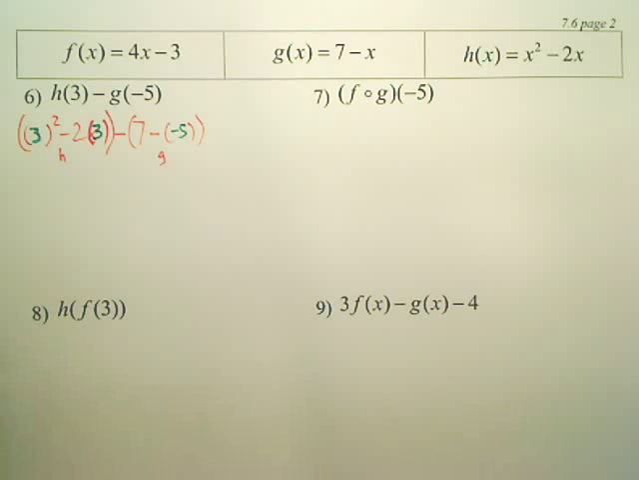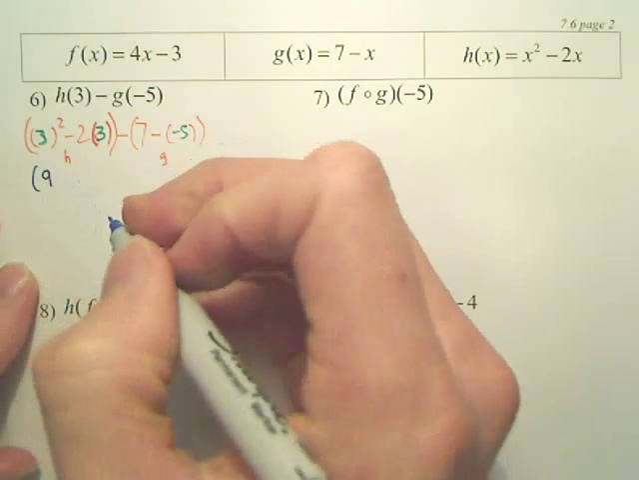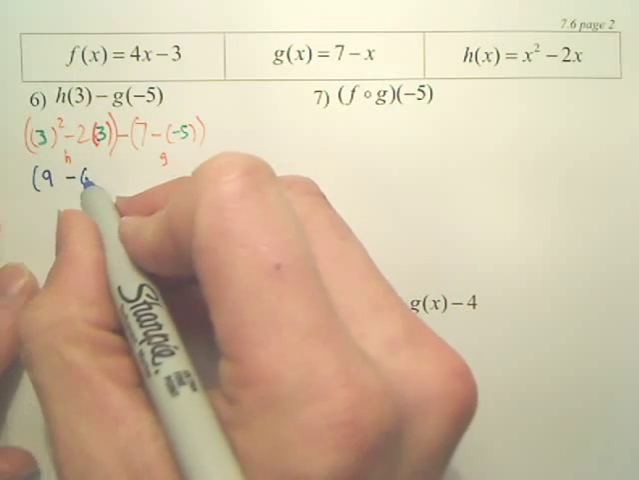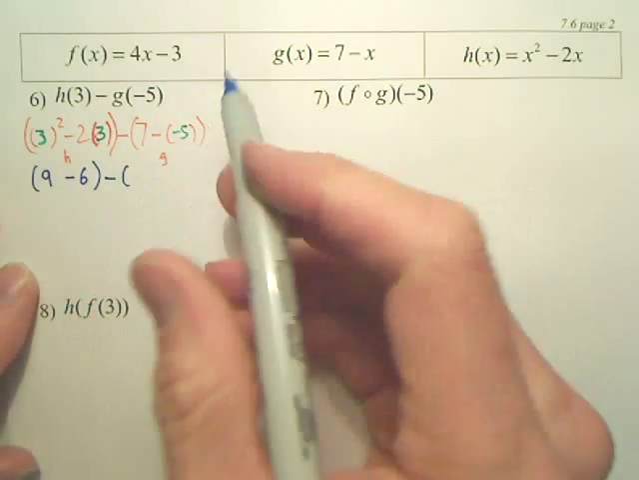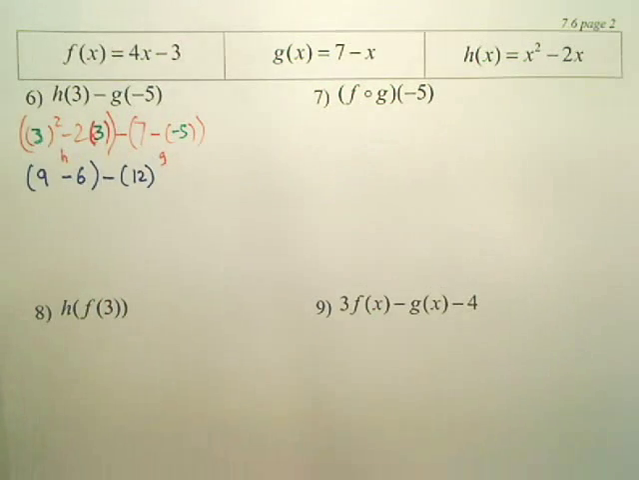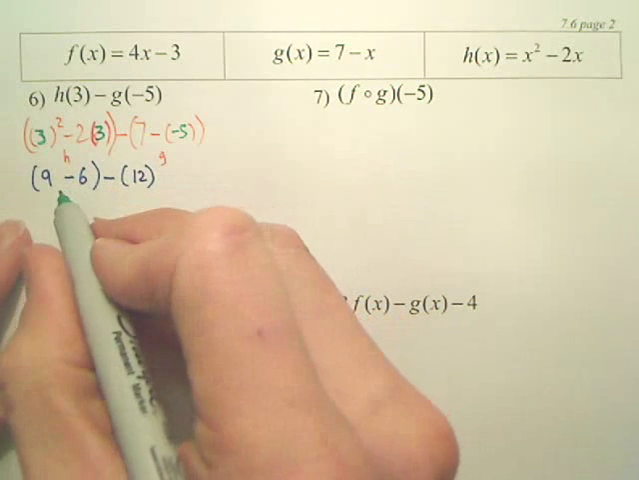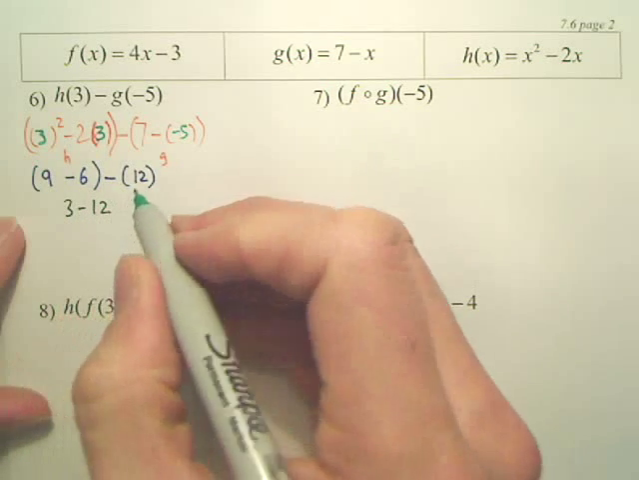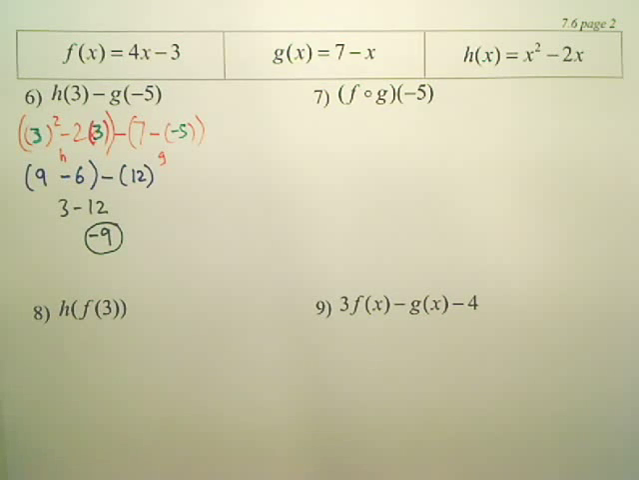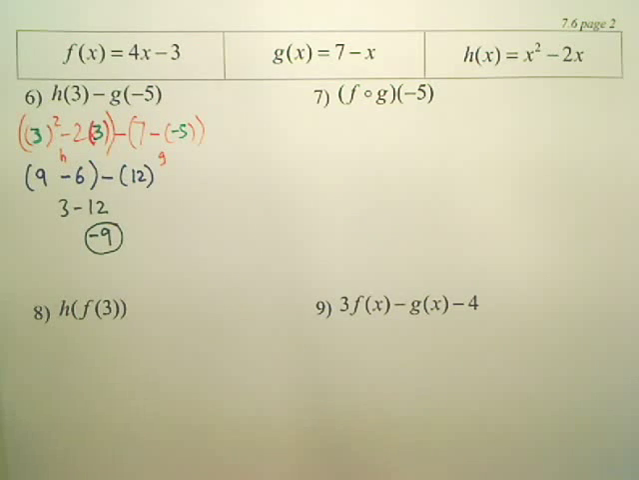Yes. What's 3 squared? That's 9. And then what's negative 2 times 3? Negative 6. And what's 7 minus a negative 5? That's positive 12. So that looks like a 3 minus 12, which is negative 9. You look at the letter to see which function. The number inside is what you're plugging in.